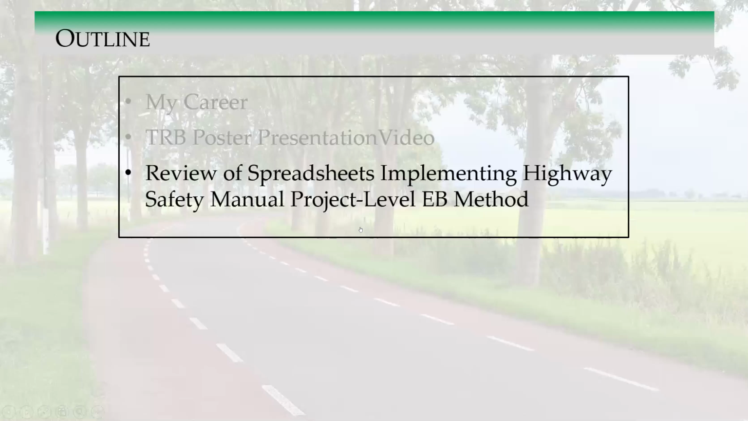All right, so now you know what an edge lane road is. You've seen a quick presentation of the final results of the work we did examining the safety of edge lane roads in North America. And so at this point, we're going to take a look at the spreadsheets that we use to implement the project level EB method, and from which we calculated the CMF values for the individual sites.